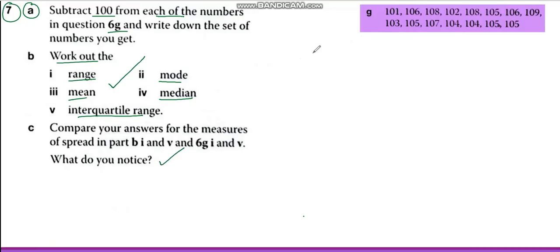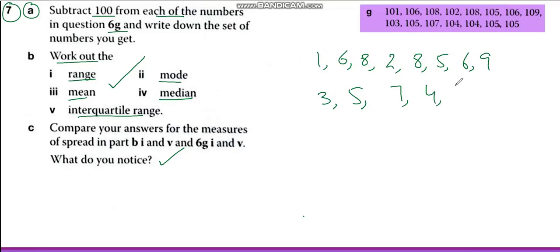So the new data set will be: 101 take away 100 is equal to 1. Then there will be 6, then 8, then 2, then 8 again, then 5, 6, 9, 3, 5, 7, 4, 4, 5, and 5. So you can easily find these things like range, mode, mean, median, and interquartile range. And at the end, you will notice that two things will stay the same, the range and the IQR, the interquartile range. That means subtracting 100 will not affect the range and interquartile range, but other things will definitely change.